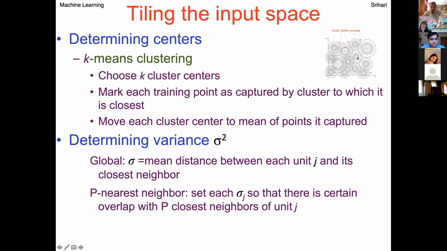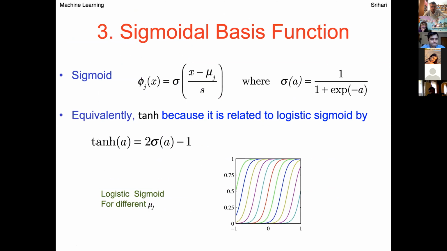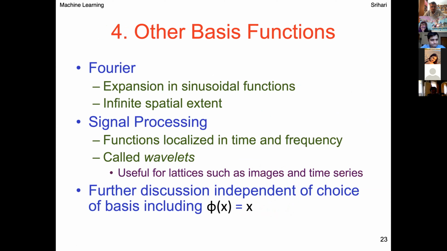So we are saying that you can capture the data by these centers here, and those become the means that go into determining the basis function means and variances. Okay, so that's one way to do that. Sigmoidal basis is a different kind of function where sigma of x minus mu j. Again, we need a bunch of mu j's, and we need some sigmas, sigmoids of that. There are other basis functions.